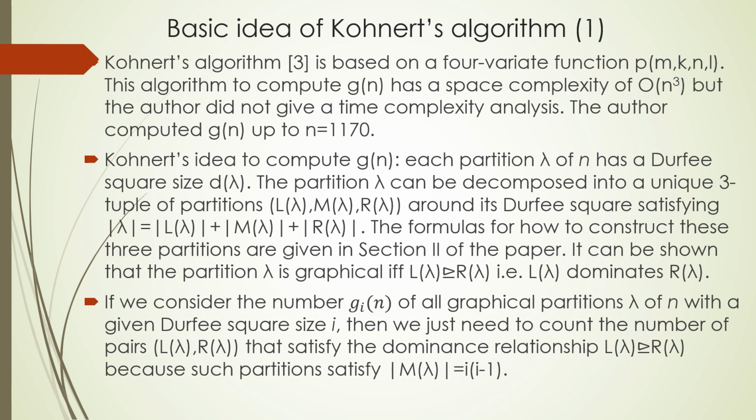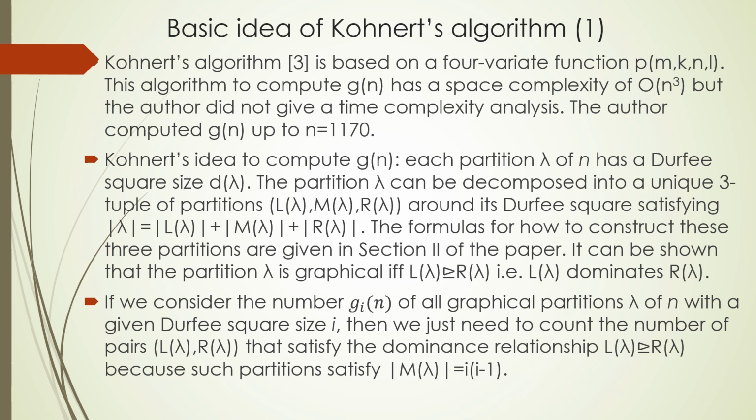And the idea of Kohnert's algorithm is to express each given partition of n as 3 parts. So for example, if the partition is lambda, then lambda can be expressed as the 3 parts: L lambda, M lambda, R lambda. I think they represent the left side, the middle part, and the right side. These 3 parts are centered around the Durfee square of this partition.